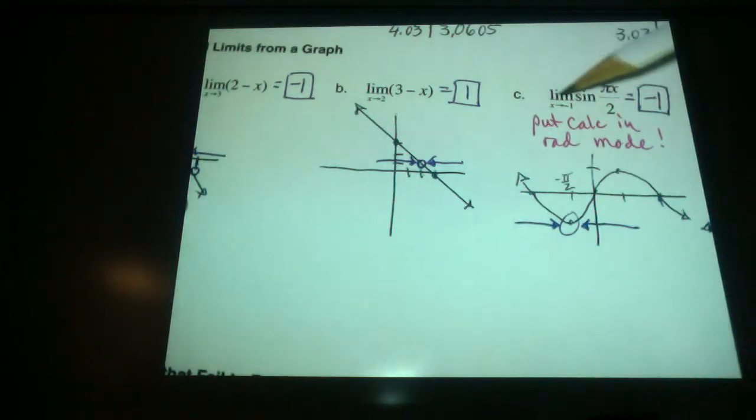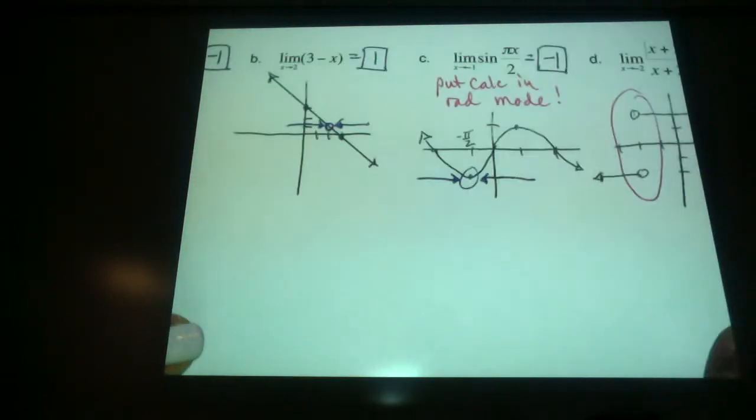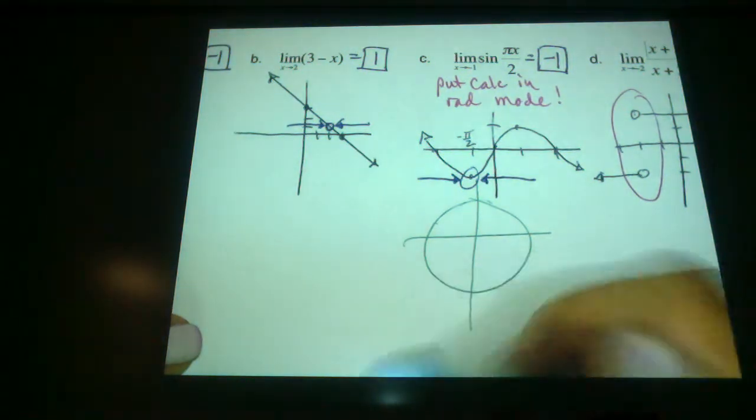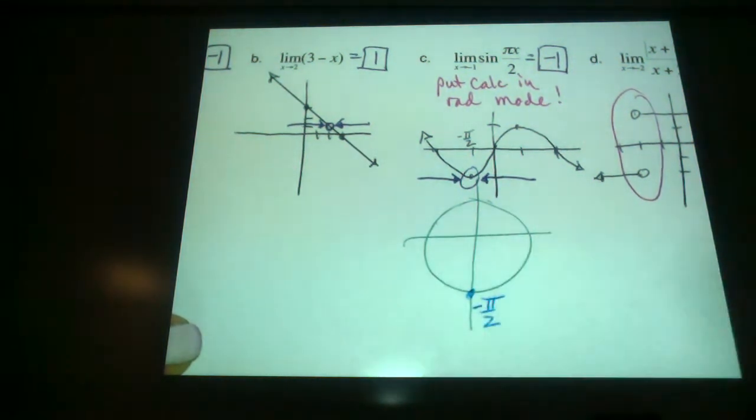So as x approaches negative 1, if I plug negative 1 in here, I get negative pi over 2. But if this is on our unit circle, think of where negative pi over 2 is. Where is negative pi over 2 on your unit circle? Isn't this right here negative pi over 2? What's the ordered pair?